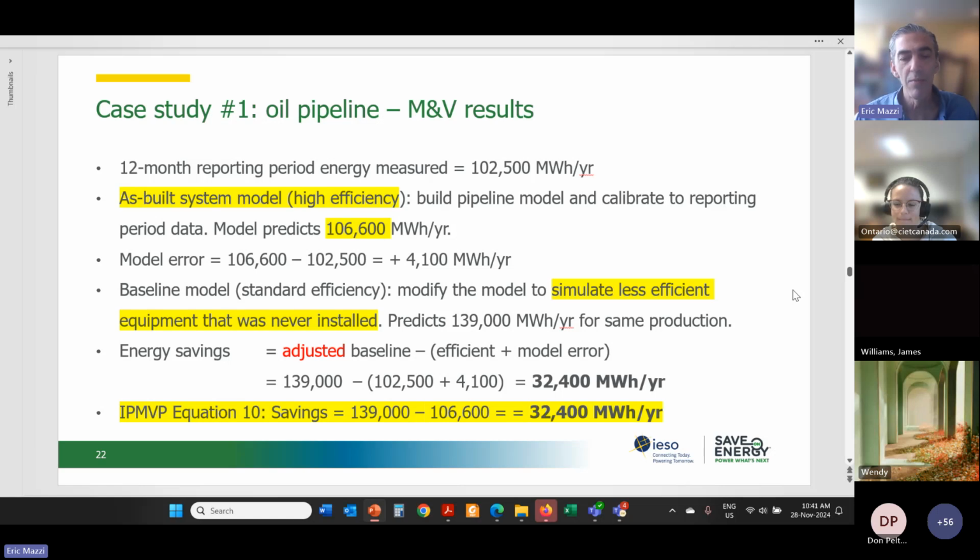Now it seems a little counterintuitive or perhaps even wrong to just compare model to model. Like, where does the calibration error come in?